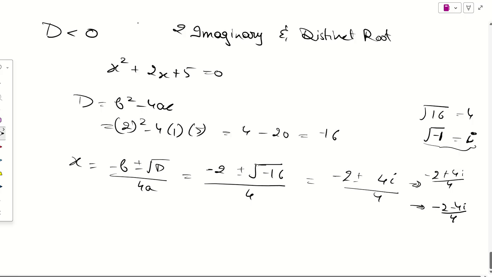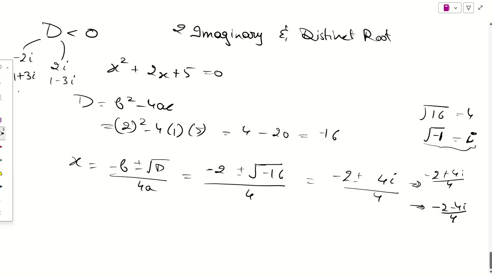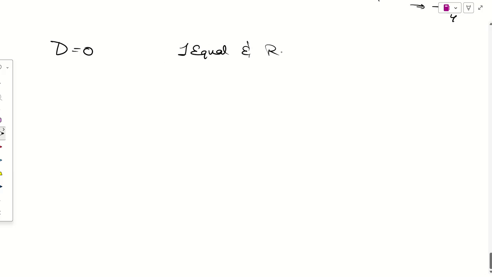So please tell me, can we have roots minus 2i and 2i here? We can, right? And we can have 1 plus 3i and 1 minus 3i here. But we cannot have 2 and 3 because they are real, not imaginary. These roots are not possible for D less than 0. If I have D equal to 0, you will have 1 equal and real root for D equal to 0.